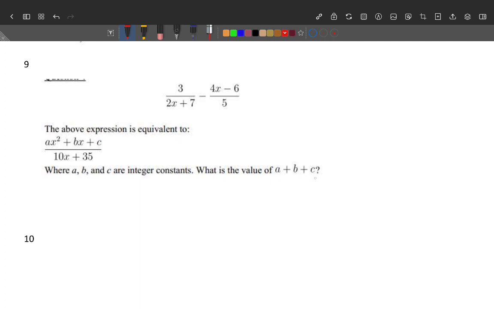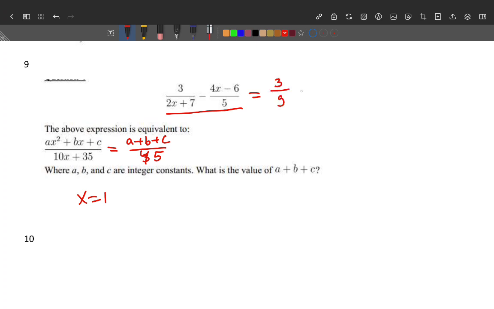What is the value A plus B plus C? For finding the A plus B plus C, I should put here X is 0. It's a very popular method. A plus B plus C divided by 45, and it's equivalent to this one. Because of this I put here also x is 1.